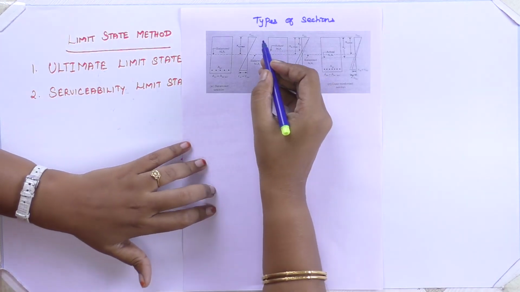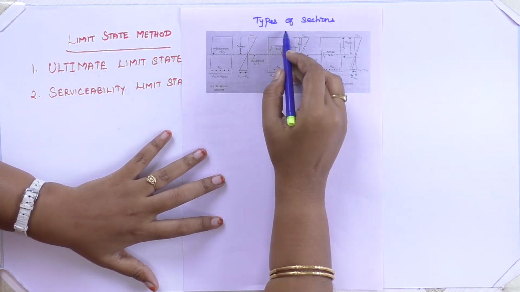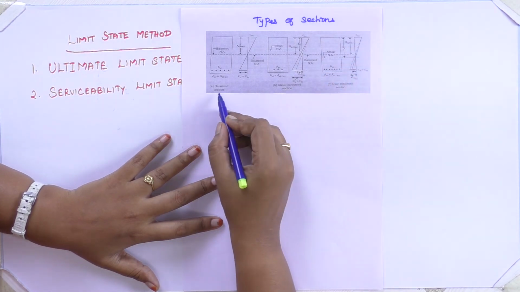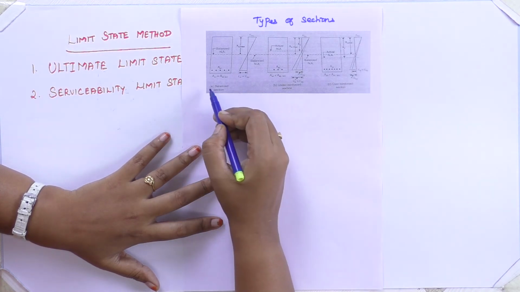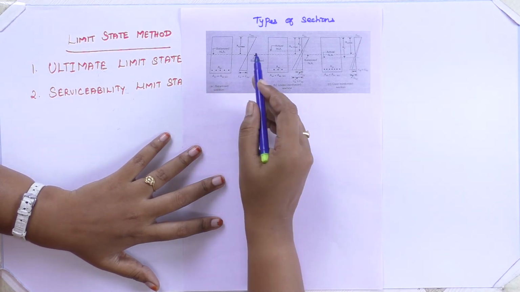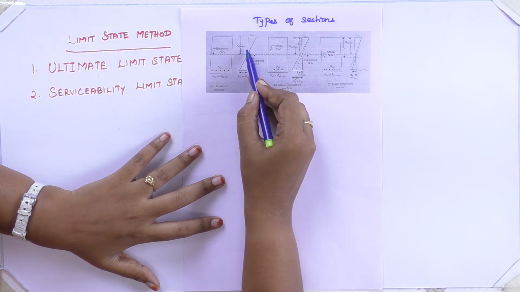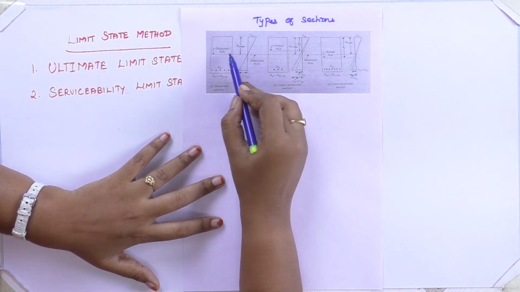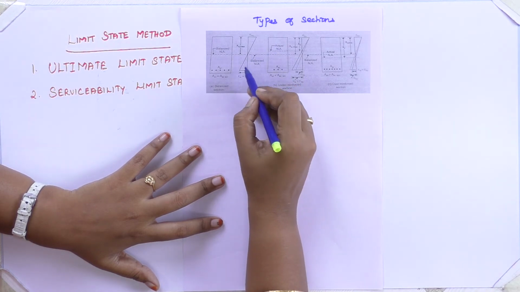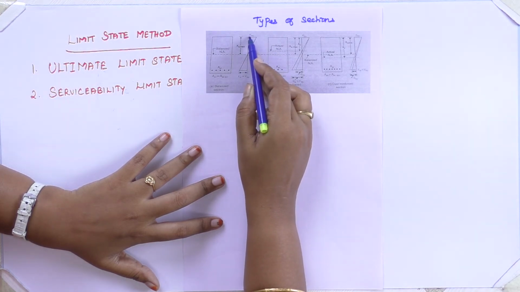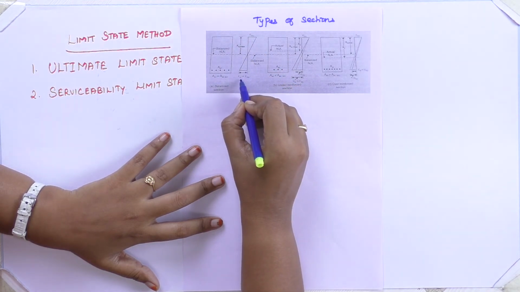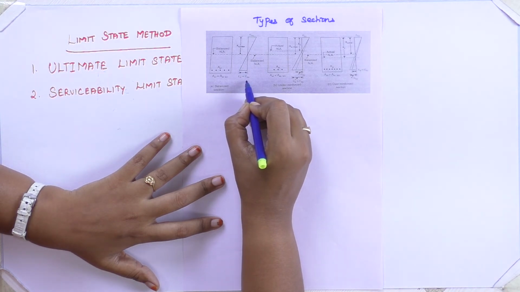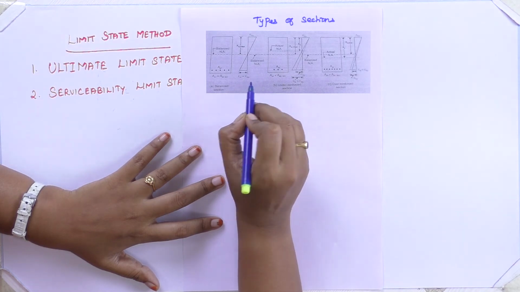In the limit state method, we also see some types of sections involved. It may be a balanced section, under reinforced section or over reinforced section. For the balanced section, the neutral axis will be XU max, your critical neutral axis value. You can take it as the balanced neutral axis. For the strain, this is epsilon cu, your ultimate strain 0.0035. At the level of steel, you will get epsilon s, that is epsilon sy at the yield point, 0.002 plus epsilon y divided by Es.